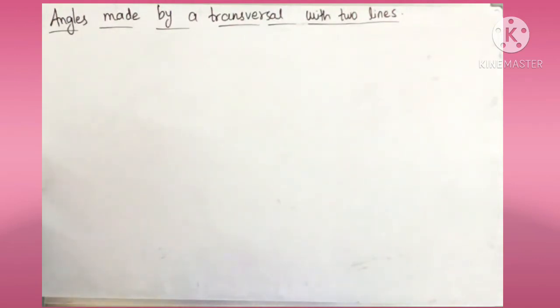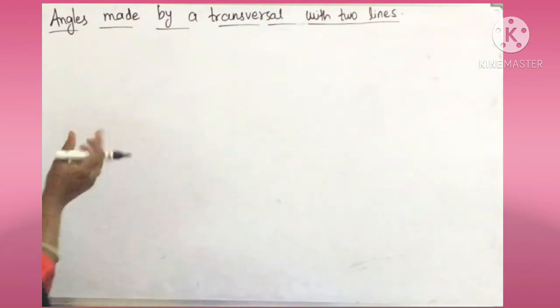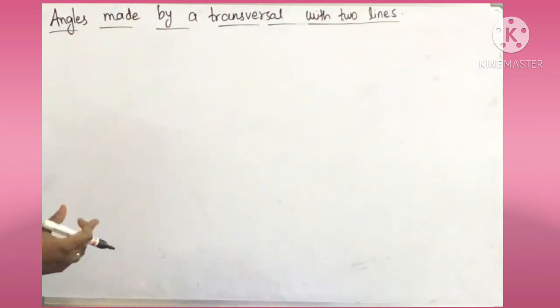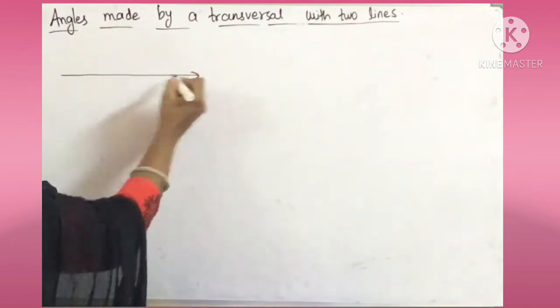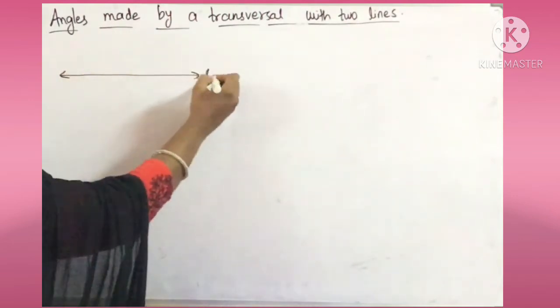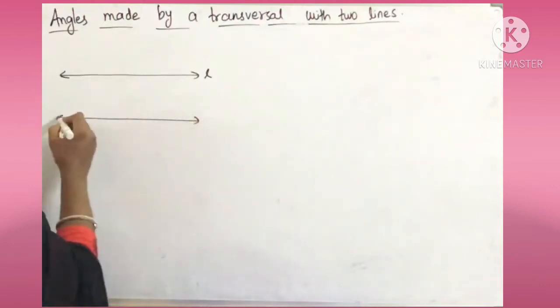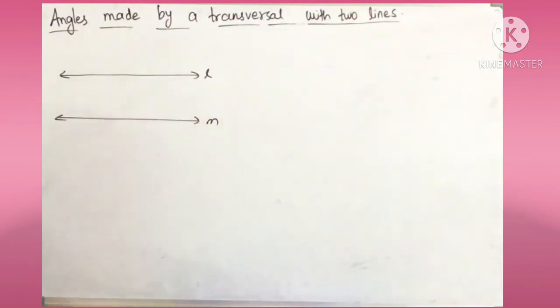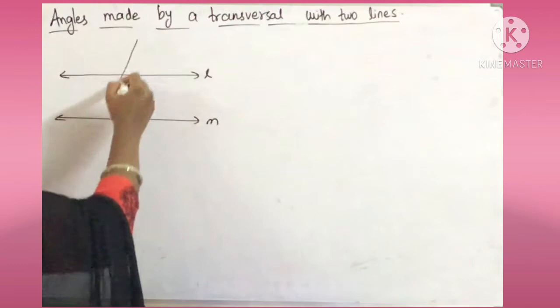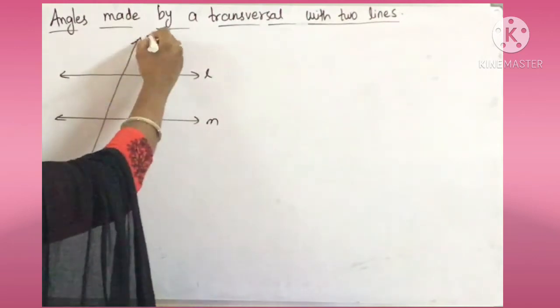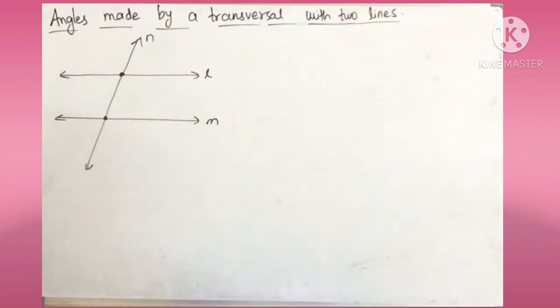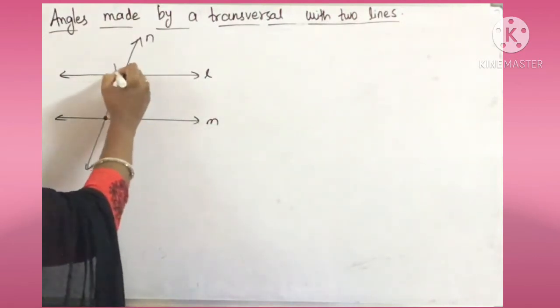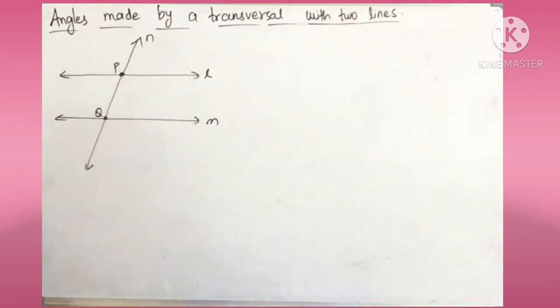Some angles can be paired together by virtue of the positions they occupy. Let the line L and this line M be two lines and N be a transversal. This is the transversal because it is intersecting at different points. Now I will take this point as P and this point as Q.